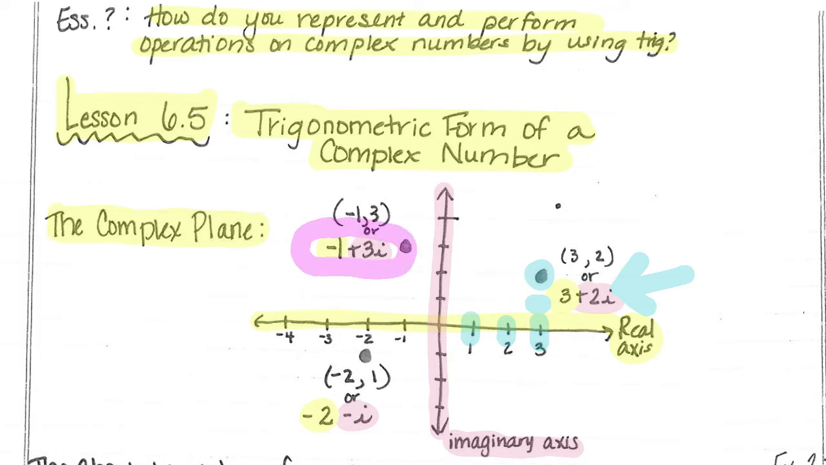And if I graph negative 1 plus 3i, I'm going to go negative 1 on the real axis and positive 3 on the imaginary axis. And same with our last one here. At negative 2 minus i, we're going to go negative 2 on the real and minus 1 on the imaginary.